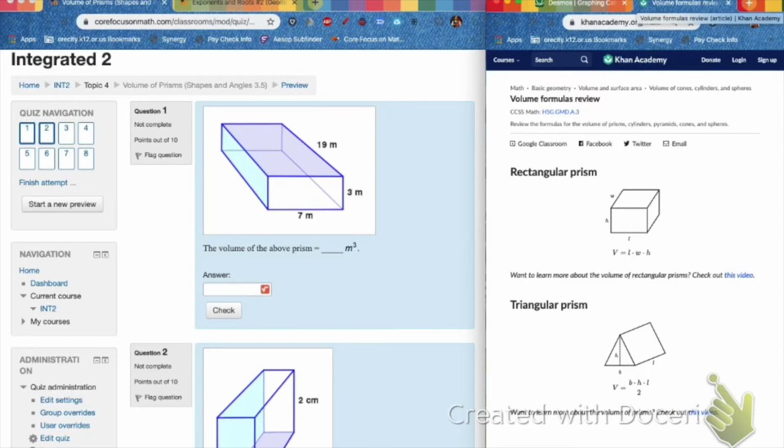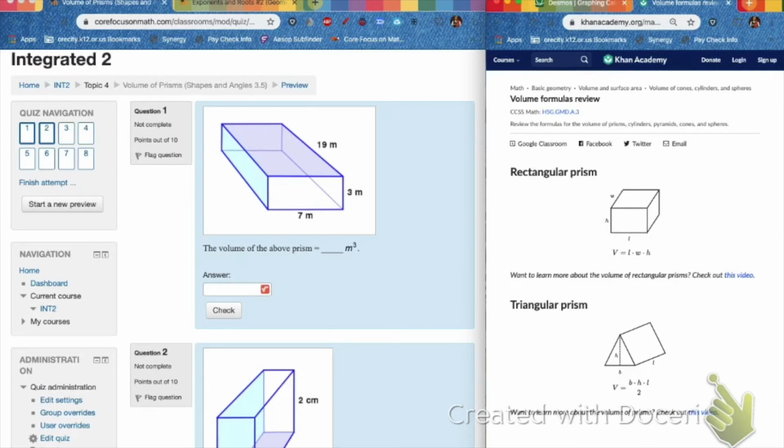All right, enough about Khan Academy. Let's just look at what they gave us for the volume formula. So it says for this rectangular prism, V equals L times W times H, where L is the length right here, W is the width up here, and H is the height of the box right here.